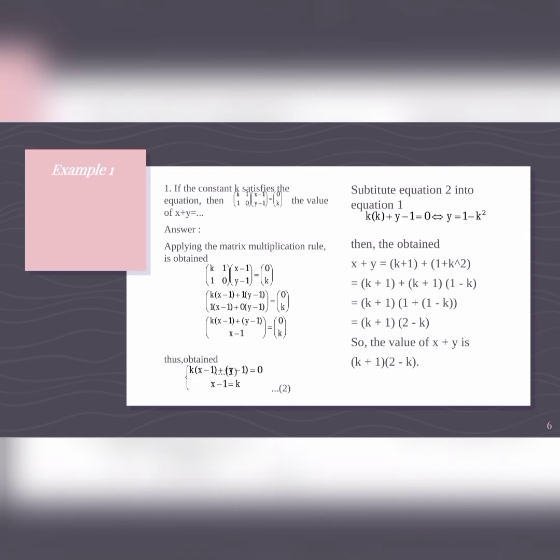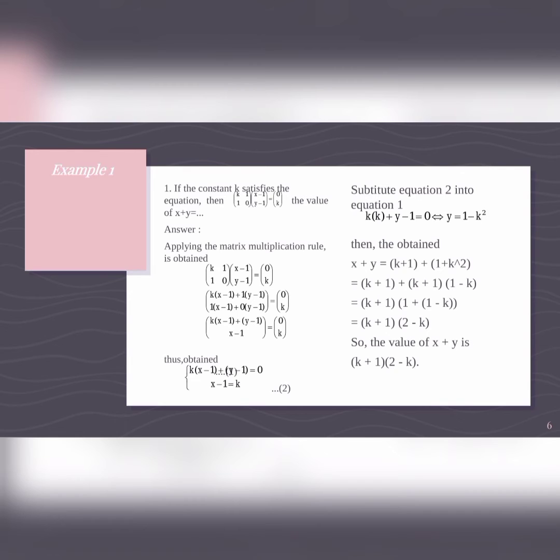Number 1, if the constant k satisfies the equation, then matrix K110 times matrix X minus 1 Y minus 1 equals matrix 0K. The value of X plus Y equals? The answer is, first we apply the matrix multiplication rule. So is obtained matrix K110 times X minus 1 Y minus 1 equals matrix 0K.